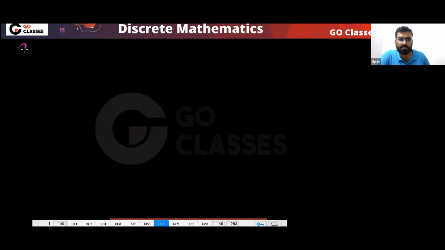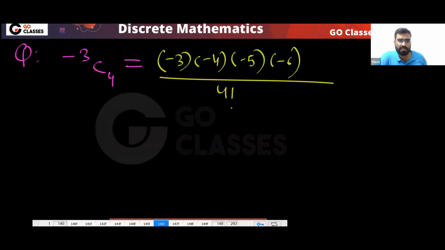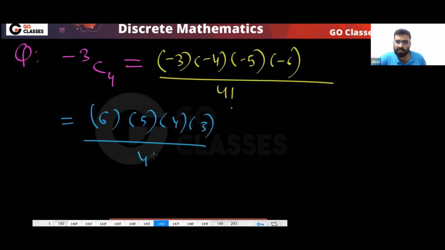Can you solve this? If I ask you, what is minus 3 C4? What will that be? You will find it like this. There will be 4 factorial, and there will be minus 3, minus 4, minus 5, minus 6. Now see one very interesting thing you notice, if you look at this in the decreasing order.